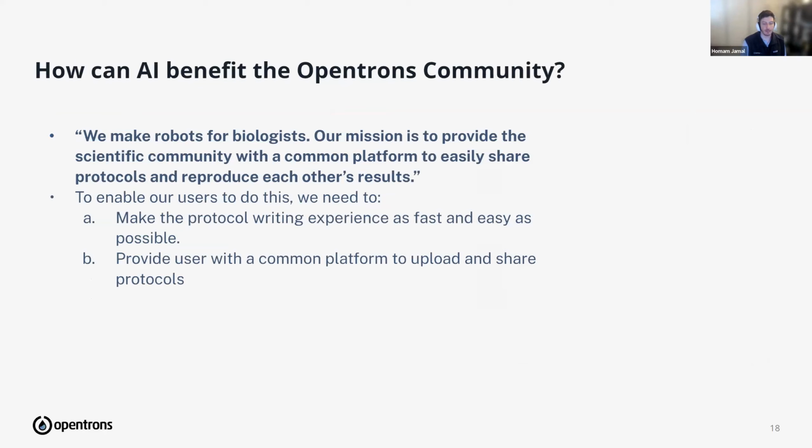So I'm a product manager for our community team, and so I'm in charge of a lot of community initiatives. So how will this AI model that we're training benefit the Opentrons community? Well, our mission says that we make robots for biologists, and we provide the scientific community with a common platform to easily share protocols and reproduce each other's results. So we do want to promote this vision and this mission, and we want to do everything we can to make this easier for you guys.